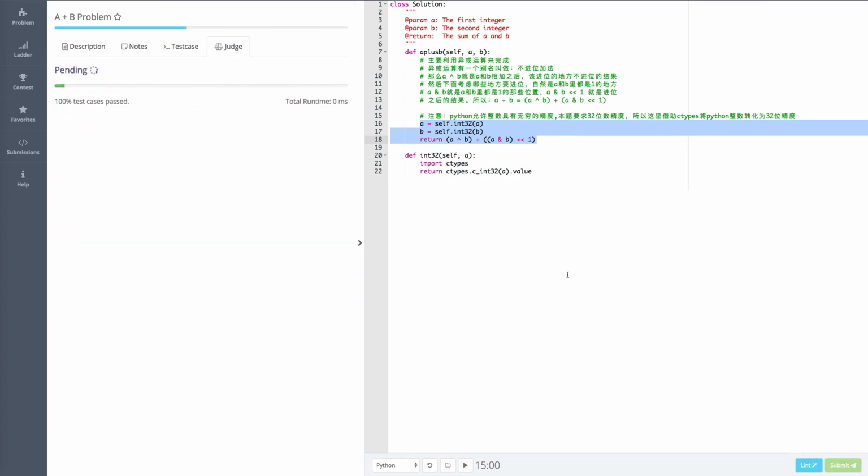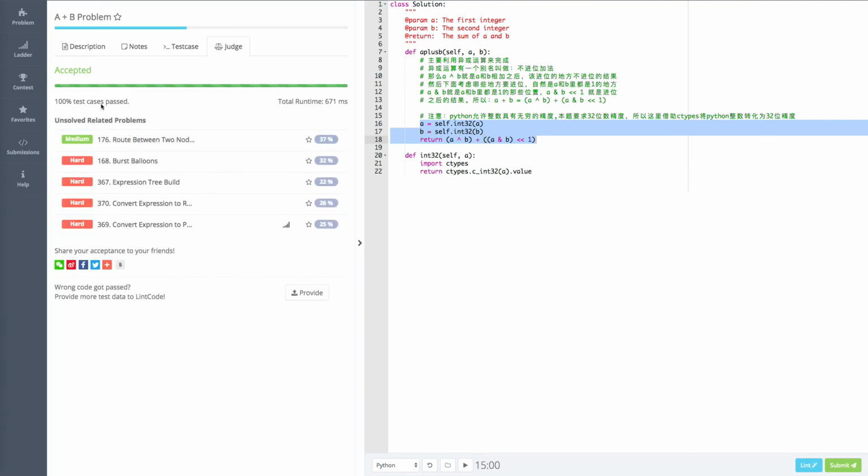So let's see how it works. It takes a little bit of time sometimes. It looks like everything is fine. Yeah, so it's accepted.